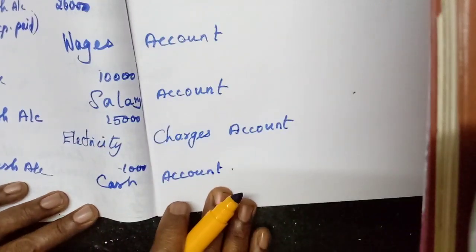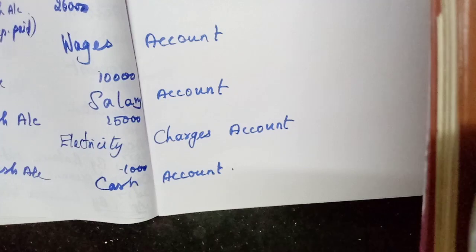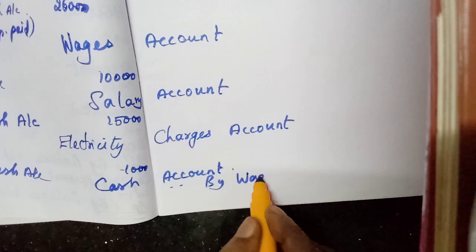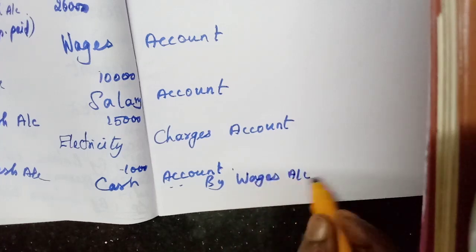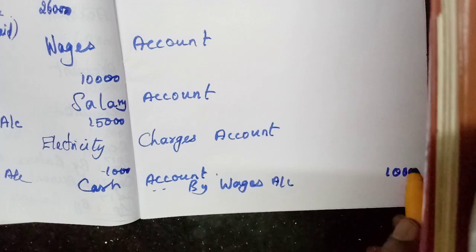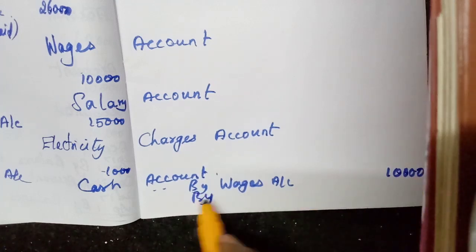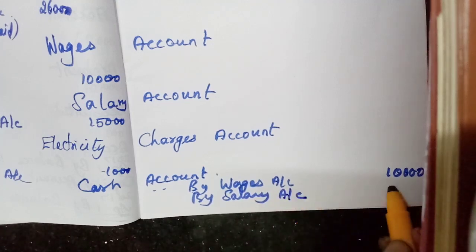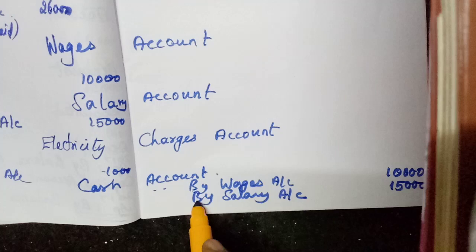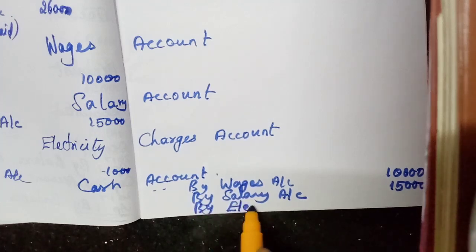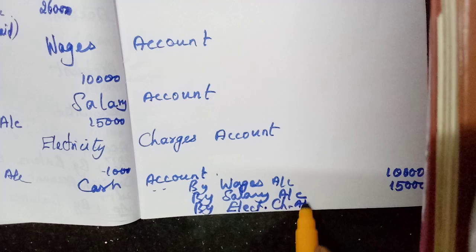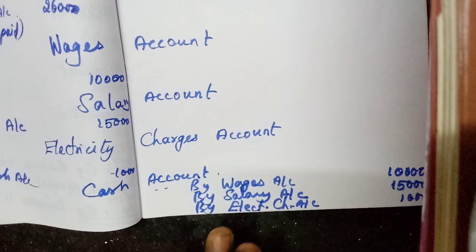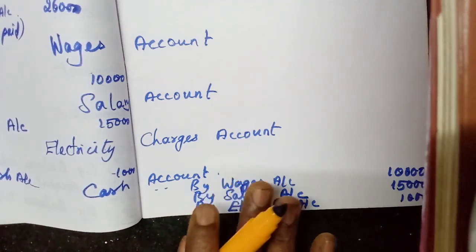Now cash account. Cash account is credited, so the credit side we should post. Date, then by wages account, you should write the amount, 10,000. By salary account, 15,000. By electricity charges account, 1,000. Okay, that's all. This is posting a compound journal entry.